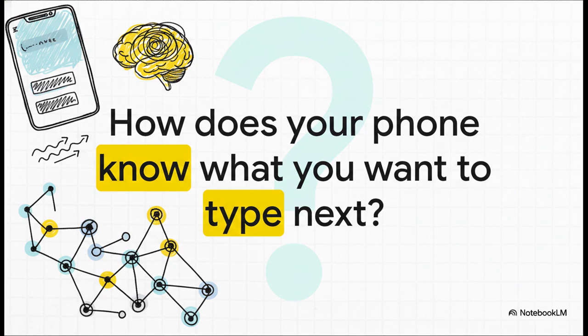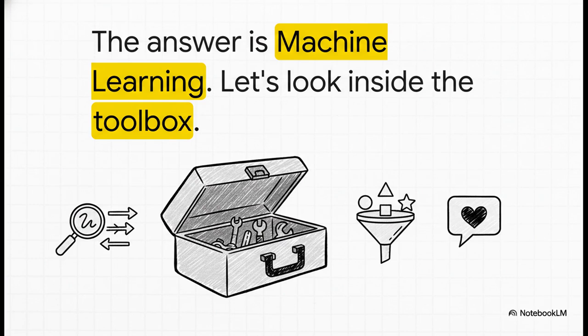Have you ever stopped to think about this? I mean, really think about it. You start typing a message and your phone just knows. It finishes your sentence for you. It's not magic, obviously, but man, it really feels like it sometimes, right? Well, that's a perfect everyday example of what we're talking about. And yeah, that's the secret sauce. It's all powered by machine learning.